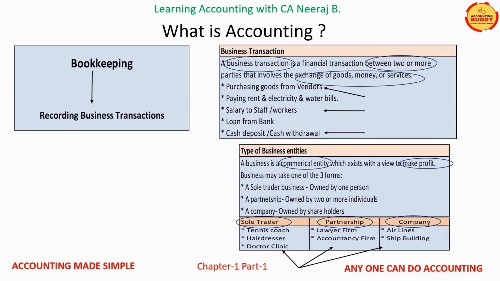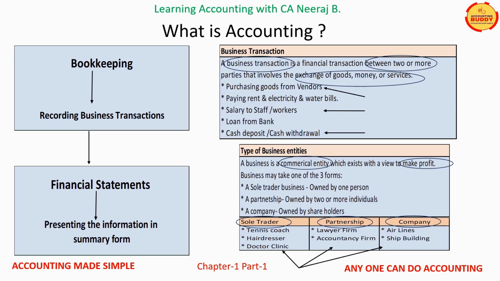Now, the second element of accounting is the financial statements. Financial statements are a summarized form of all the business transactions. Bookkeeping is the source of making financial statements. We will learn a little more about financial statements in our next slides. In a nutshell, bookkeeping records business transactions and financial statements summarize them. Bookkeeping and financial statements together are referred to as accounting.